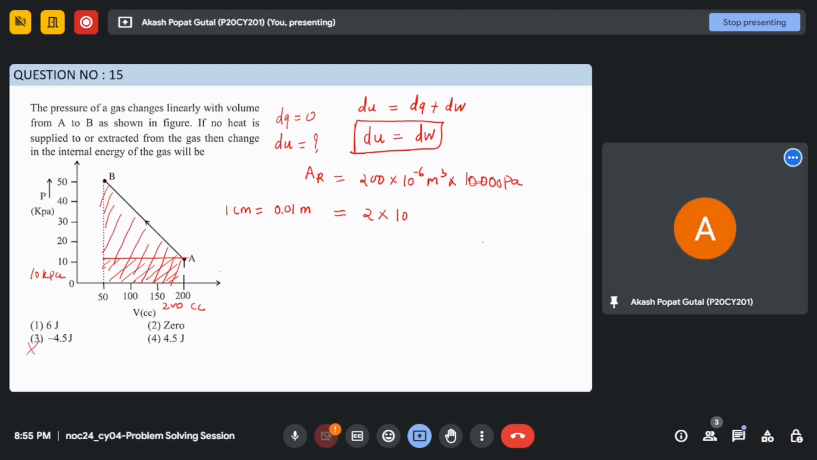Okay, sorry, my mistake here. It must be 150 because it is 50 and 200. So 150, and if you calculate into 10 raised to minus 6, 10 raised to 4, this is nothing but 1.5, and this area is 50. It's 14, and the base is 150.